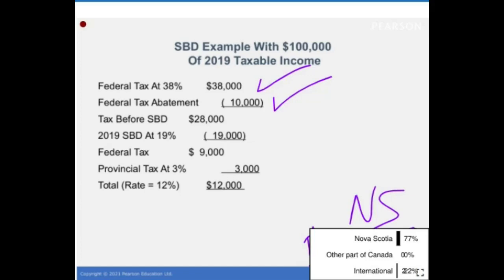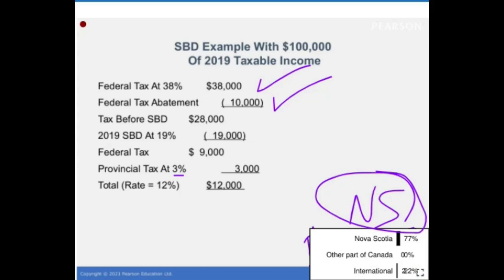So we have the federal tax at the 38. We get our abatement at 10. In this example, we're assuming Nova Scotia, so home here for 7 out of 10 of us at least, or maybe not home, but where we are right now. Nova Scotia, 3%. We're going to start with the federal piece. We get the abatement because the income was earned in this example in Nova Scotia, all of it, again just a simple example. That gets us to 28.